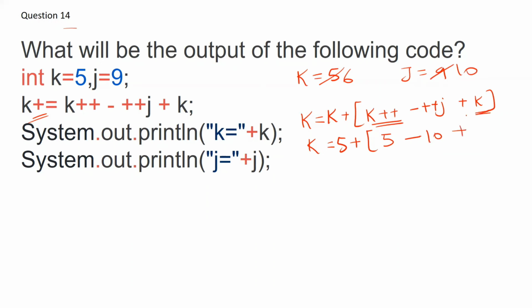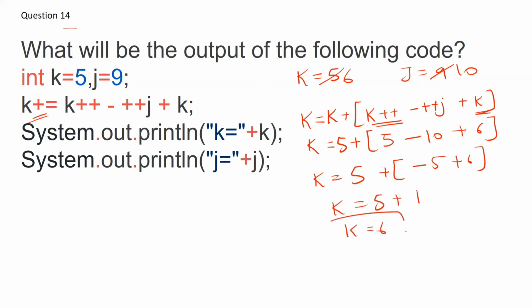Then the latest value of k is 6. Then we will solve this particular expression. 5 minus 10 will be minus 5 plus 6. Minus 5 plus 6 will be 1, and the value of k will become 6.